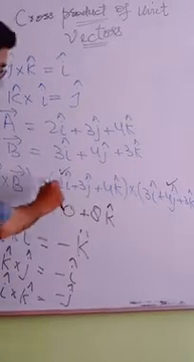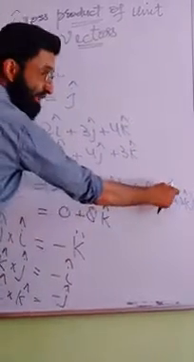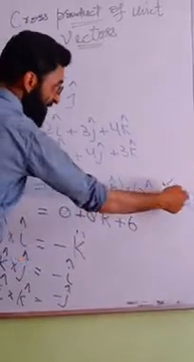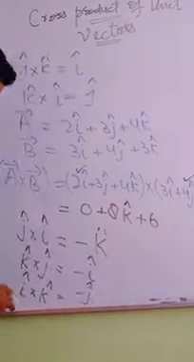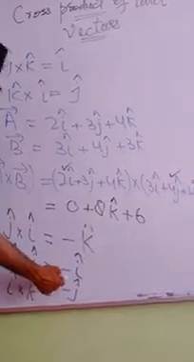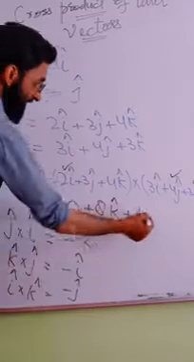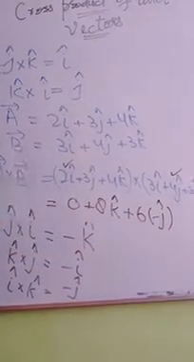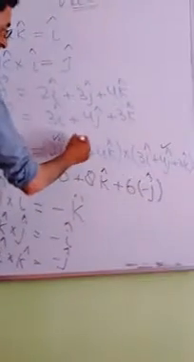Clear? Now we have to write 2 into 3, that is 6, plus 6. I cap cross K cap. It comes out to be minus J cap. Clear? It comes out to be minus J cap. Okay, that was the first component.